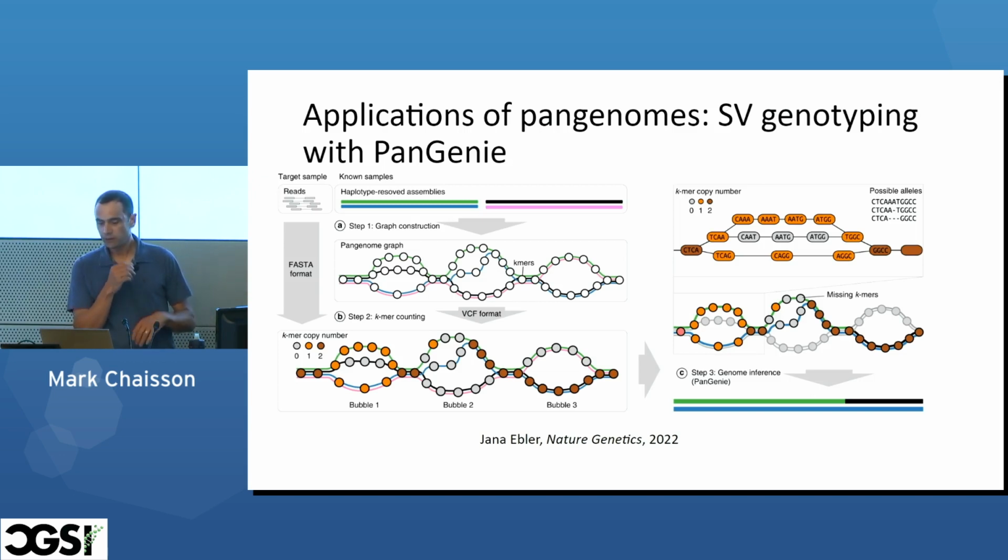Okay, another very closely related approach is a method called Pangene. This is similar to the Giraffe method. Instead of aligning reads, it uses k-mers and essentially looks for paths in the graph that are consistent with the k-mers in the sample. So again, depending on the paths that you're able to discover in the graph, you genotype all of the variants that overlap those particular paths.